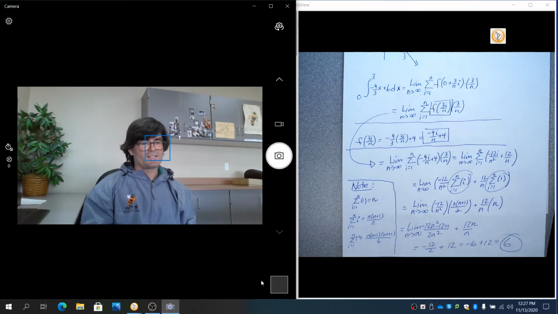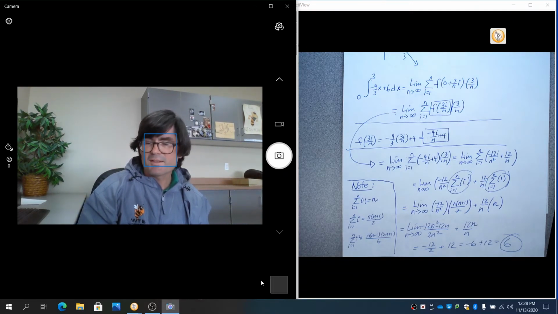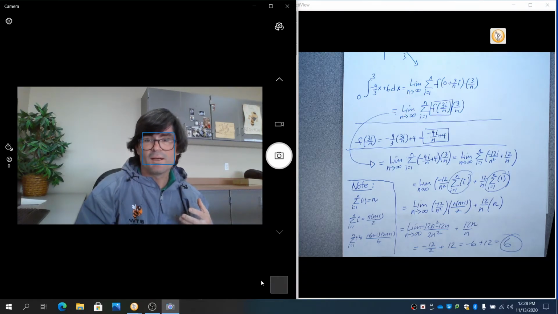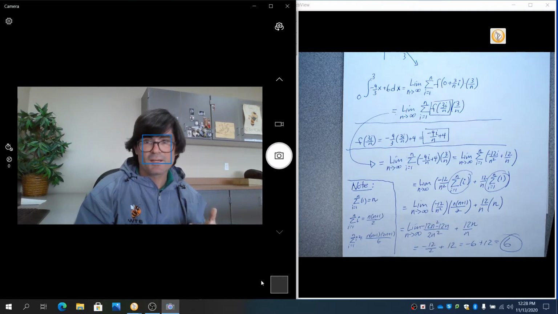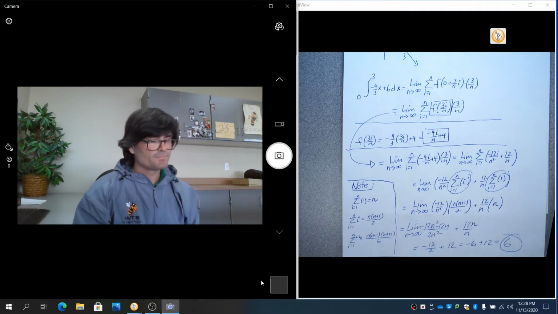So that matched the 6 that we got up earlier. And I know that seems like a lot of work, but I think it's very important that you learn how to not just use the tricks and shortcuts with integration, but actually do it from the definition from scratch. I want to do one more example like this.